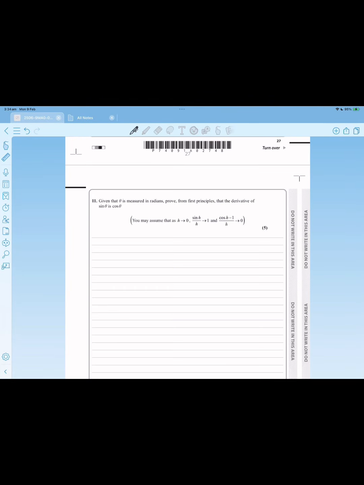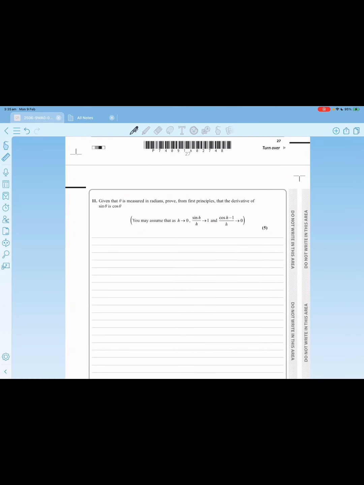Yeah. Question 11 says that given that theta is measured in radians, prove from first principles that the derivative of sine theta is cos theta. A very standard question. You know, people hope that this comes up. It's a free 5 marks. You should definitely know this. These are the types of questions that are the very basics, because this can easily come up. And I think it can come up in the 2026 exams.